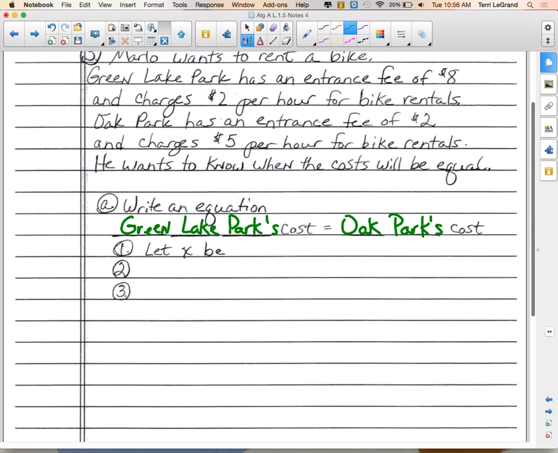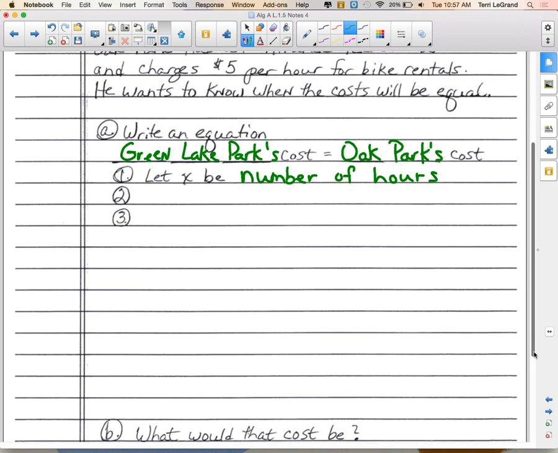So let X be the number of hours. Yeah, so let's let X be the number of hours for both of them, because both of them have the same unknown. So X can be the number of hours, and not how much per hour. We already know that. What we don't know is how many hours, right? Okay, so in step 1 we always describe our variable. Step 2 we actually write our equation now.